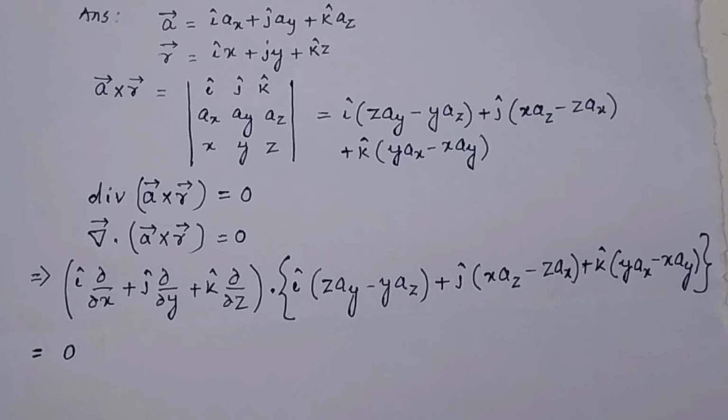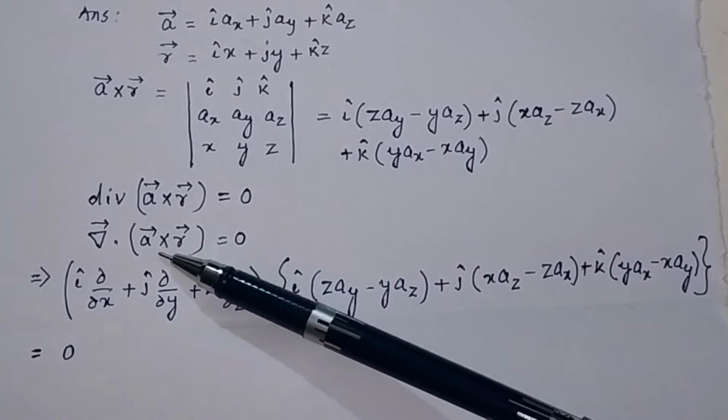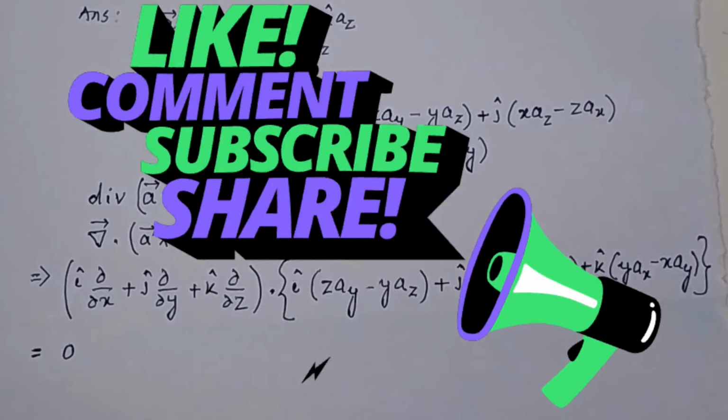So remember, if A vector is a constant vector and R vector is a position vector, then the cross product A cross R will be solenoidal.